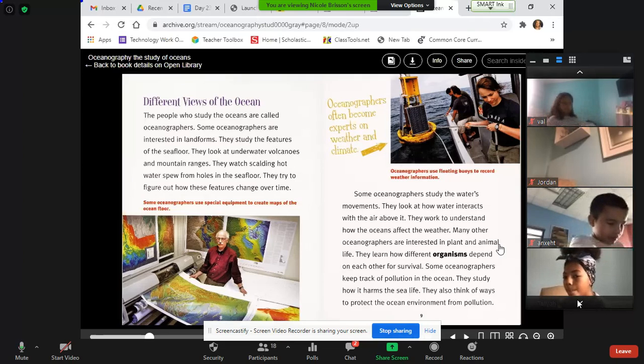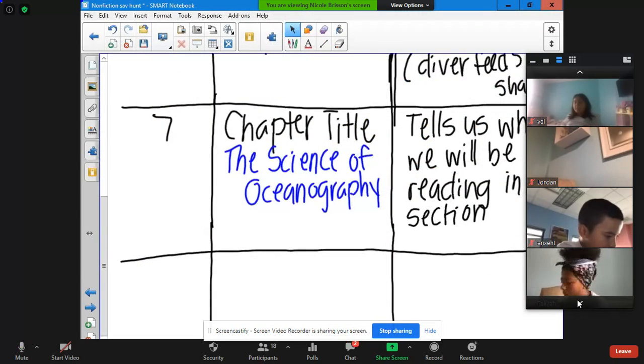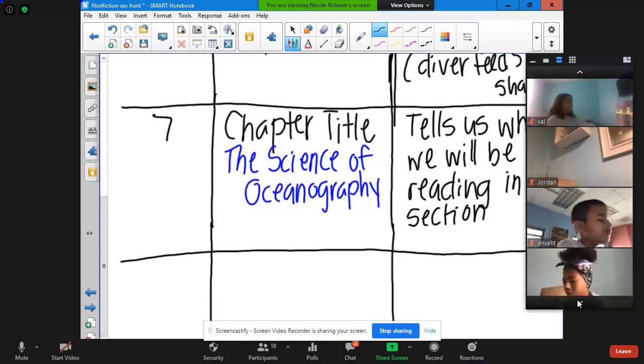So this was all about a different view of the ocean from what? Are you looking up or are you looking at it from the bottom? The bottom, yeah. So that whole section was about a different view of the ocean, and that was my heading that tells me what I'm going to read about in that section within chapter 1. So let's put that down as our next feature. Page 8. Sometimes people will call it a heading. Sometimes people will call it a subheading. They are the same thing.